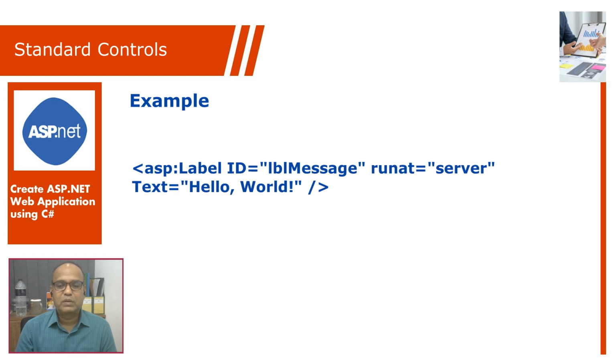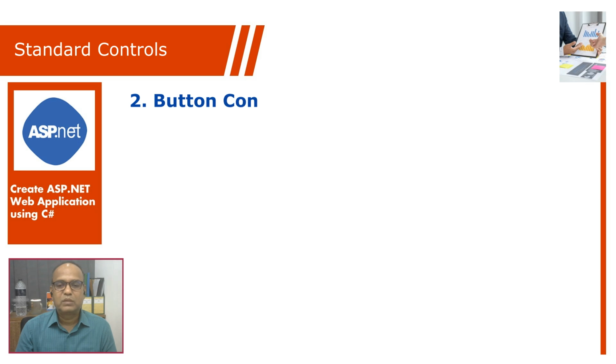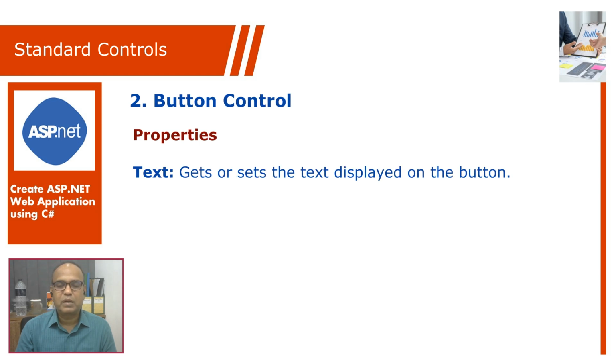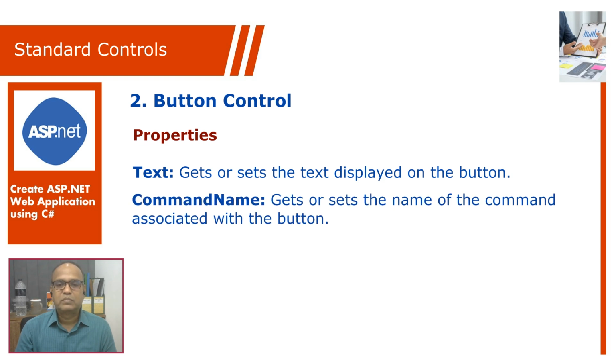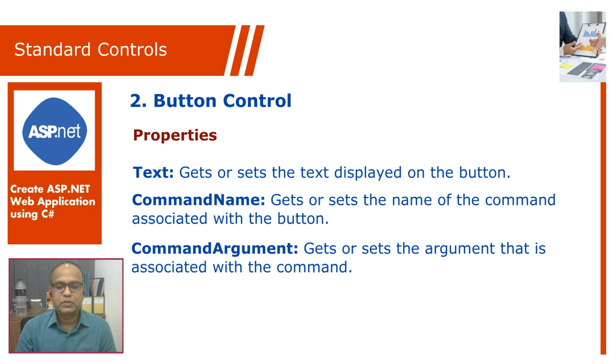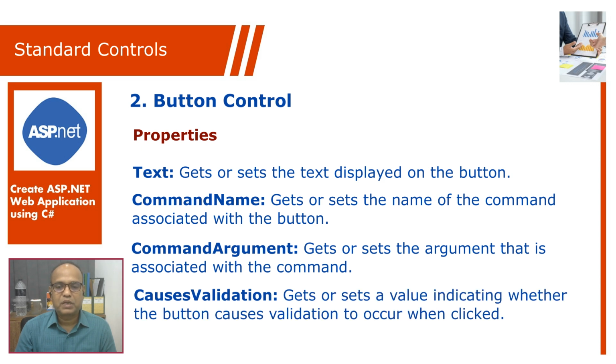Number 2. Button control. Button control triggers an event when clicked. Properties. Text gets or sets the text display on the button. Command name gets or sets the name of the command associated with the button. Command argument gets or sets the argument that is associated with the command. Causes validation gets or sets a value indicating whether the button causes validation to occur when clicked.